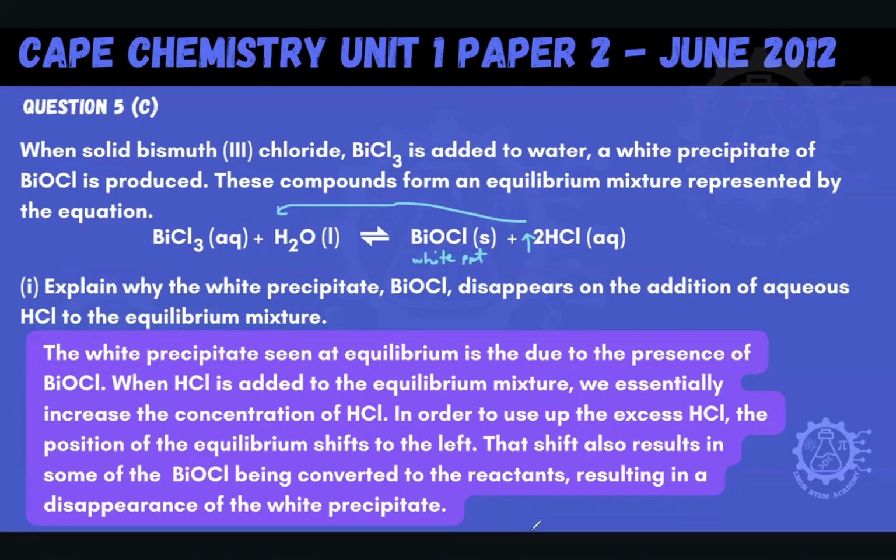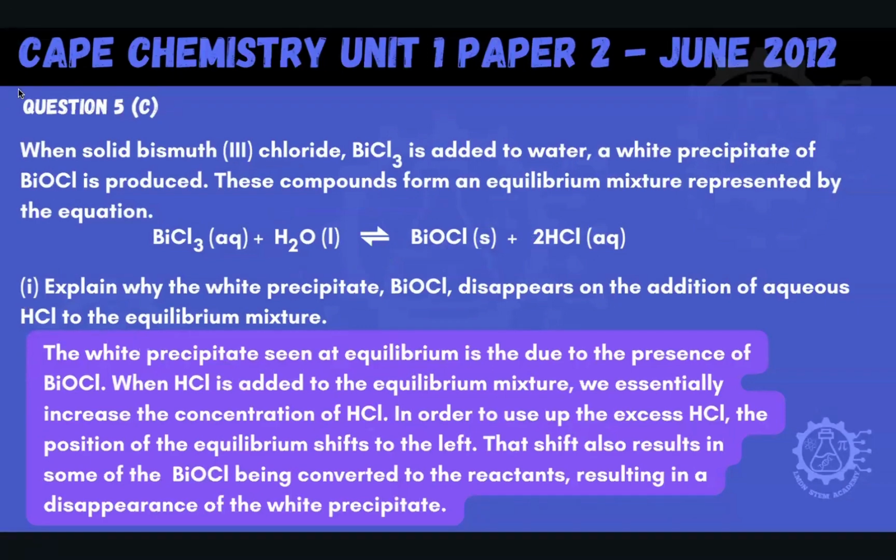It has to shift over here. And that shift also results in us using up some of the BiOCl. So it's going to go back that way as well, the BiOCl. And so that will result in a disappearance of the white precipitate, because the white precipitate is only there when we are having BiOCl in that equilibrium mixture. So if I shift the equilibrium position to the left, it will result in the white precipitate disappearing. Okay, so that's how we explain that phenomenon.